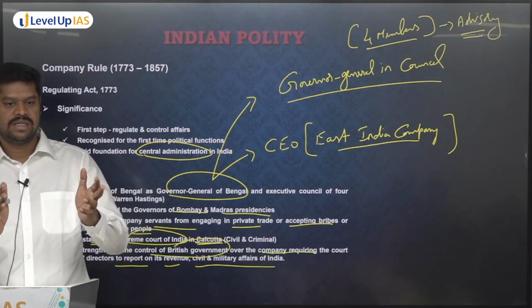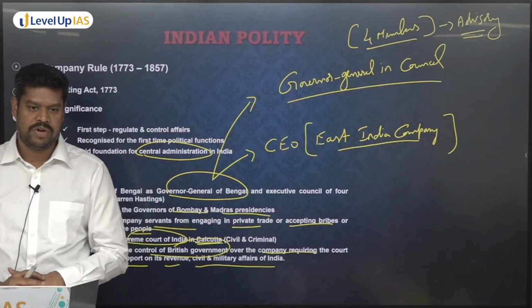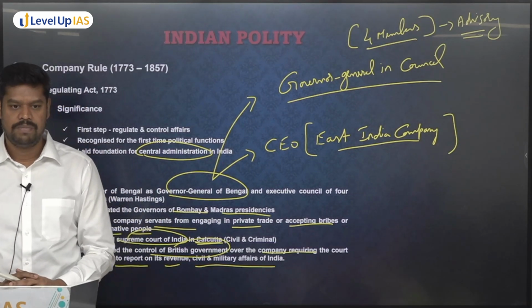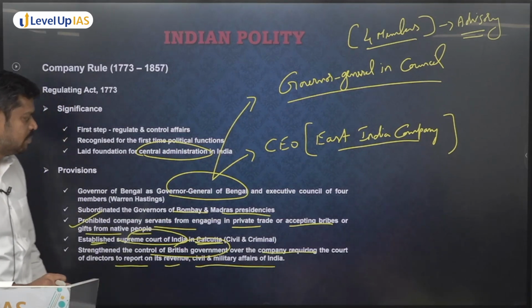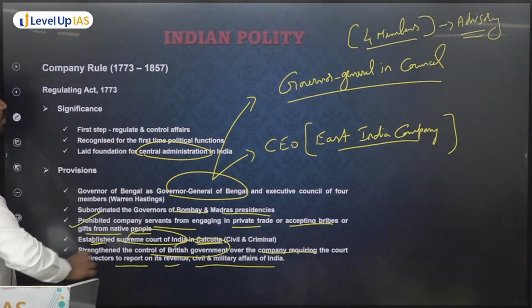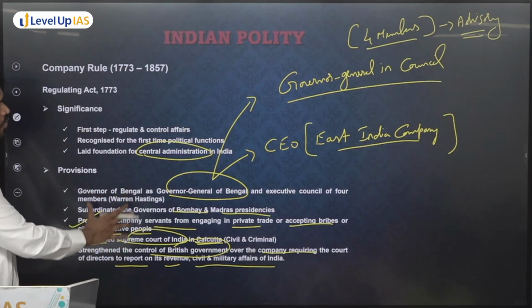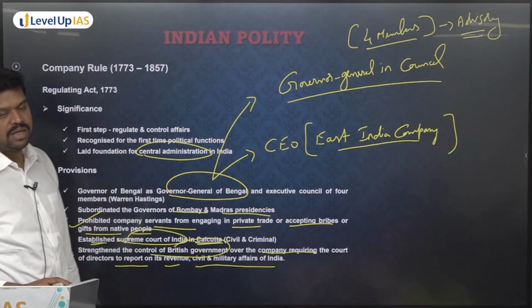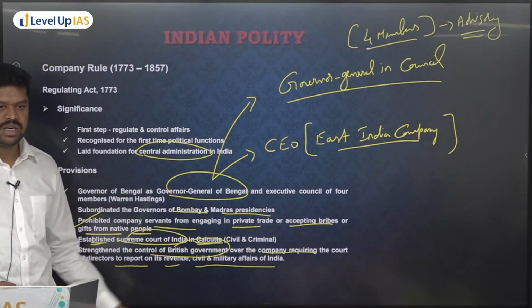For all these cases, they have to report the matter to whom? The Court of Directors. They have to report it to the British government, that is, to the British Crown. So therefore, you can understand overall what is the significance of all the changes that have been brought in by the Regulating Act of 1773. Is it clear to you?